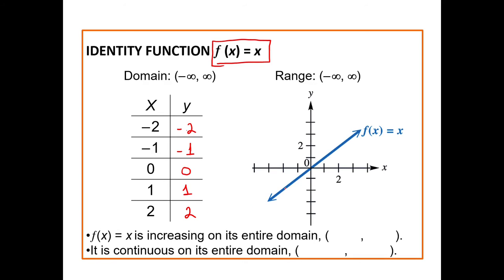If I were to plot negative 2, comma, negative 2, negative 1, negative 1, 0, 0, 1, 1, and 2, 2, we get a graph that is a line. f of x equals x is a line. It has its domain running from negative infinity to infinity, and the range is also the same, negative infinity to infinity. f of x is increasing on its entire domain from negative infinity to infinity. It is also continuous on its entire domain, negative infinity to infinity.